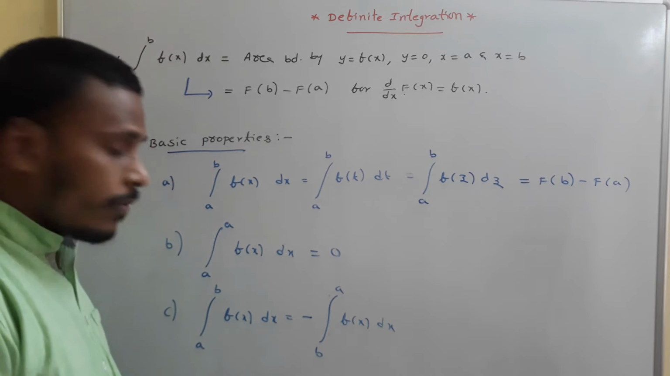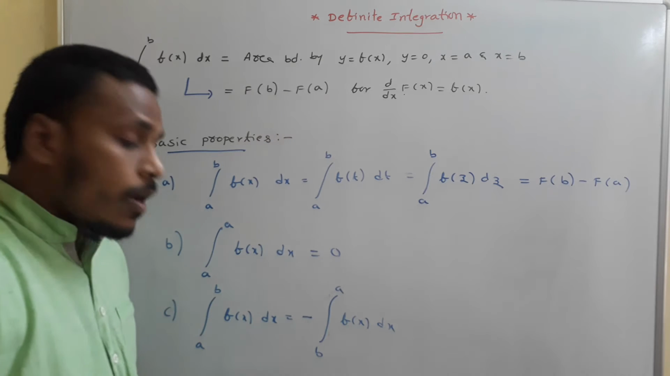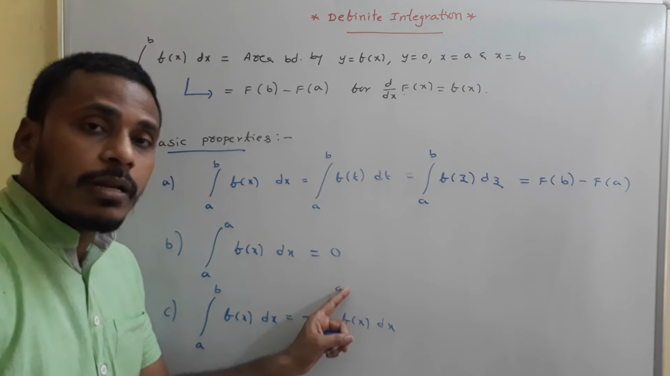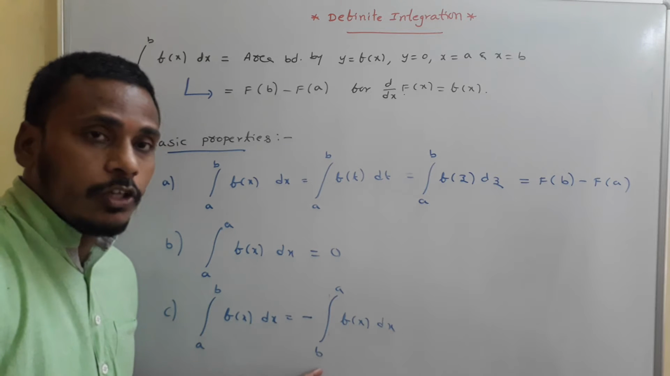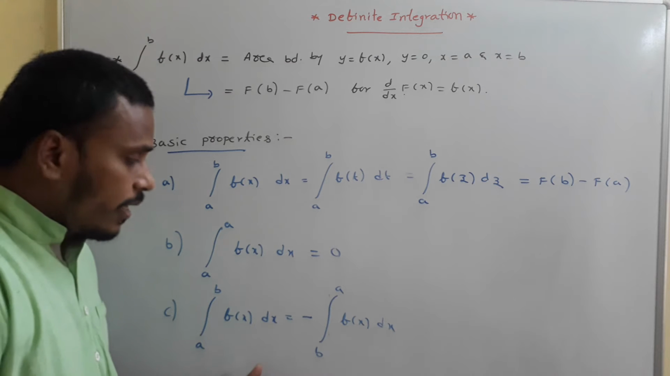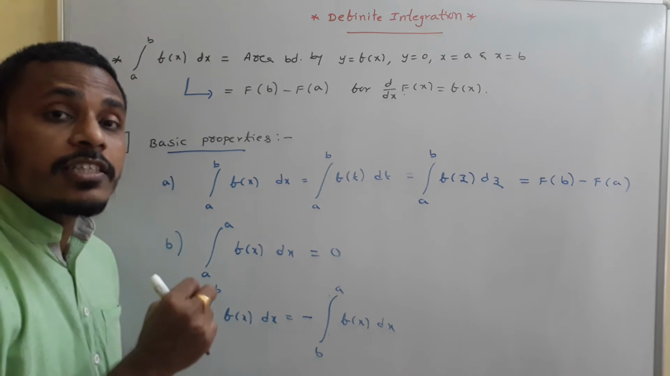Just have a look. Integral a to b f of x dx is capital F of b minus F of a, whereas integral b to a f of x dx means capital F of this upper limit minus capital F of this lower value. So F of a minus F of b along with a minus sign. Okay, clearly these two are equal, right? And so we call these the basic properties.